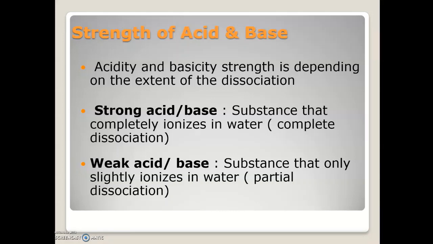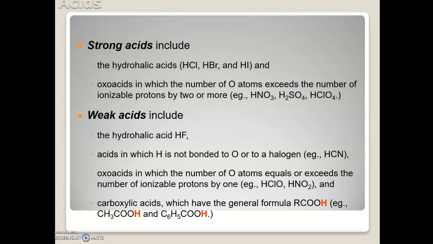If we categorize an acid or base as a strong one, it means that it is a substance that completely ionizes in water. They are 100% dissociated into ions. However, weak acids and weak bases are substances that partially dissociate in water. You have to be able to differentiate them and identify each.